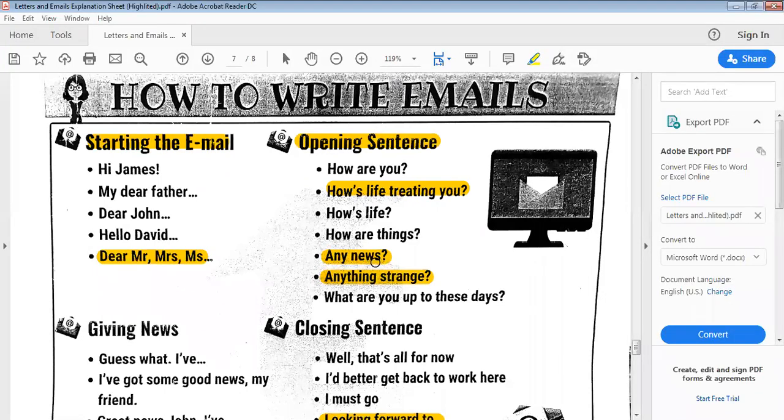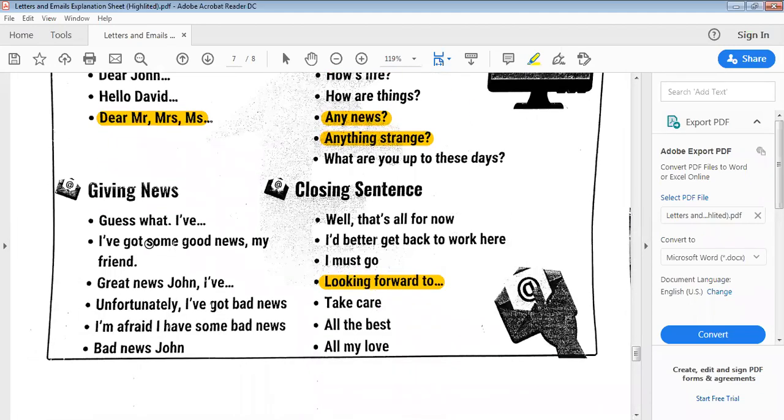When can I use them? Can I use them in formal or informal letters, emails? Of course, I can use them in informal emails, okay? What are you up to these days means what are you doing these days? Are you playing? Are you having fun? Do you have a tournament coming? And so on. If I'm writing to give news, guess what? I just had a new baby brother, for example. Or I've got good news, my friend, I passed my exams. Or, unfortunately, I've got bad news, or anything else, depending on the reason you are writing this email.